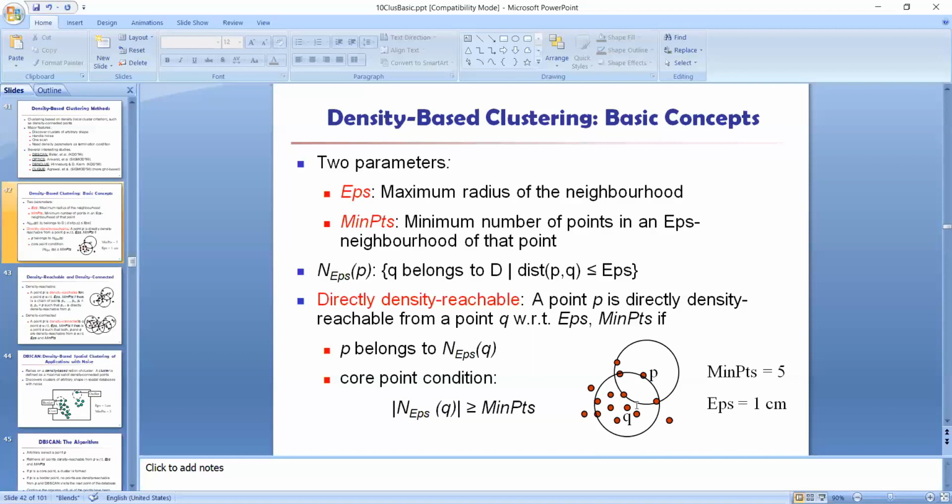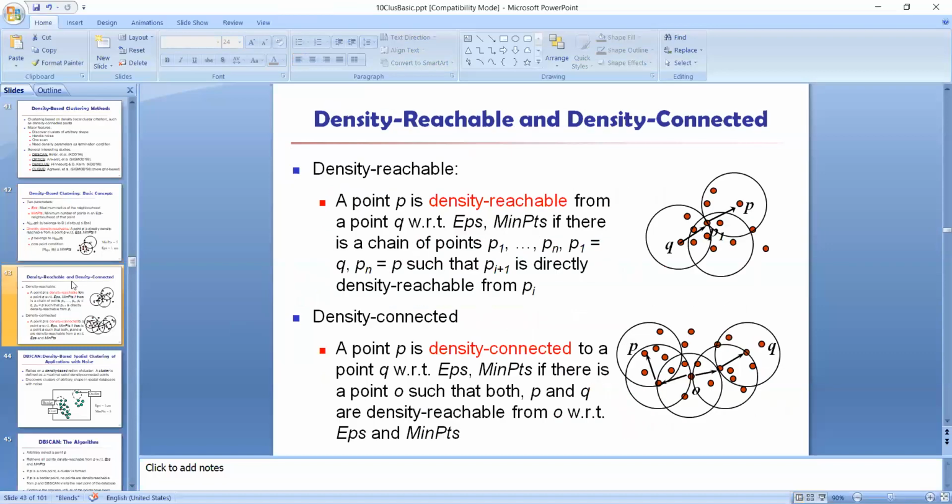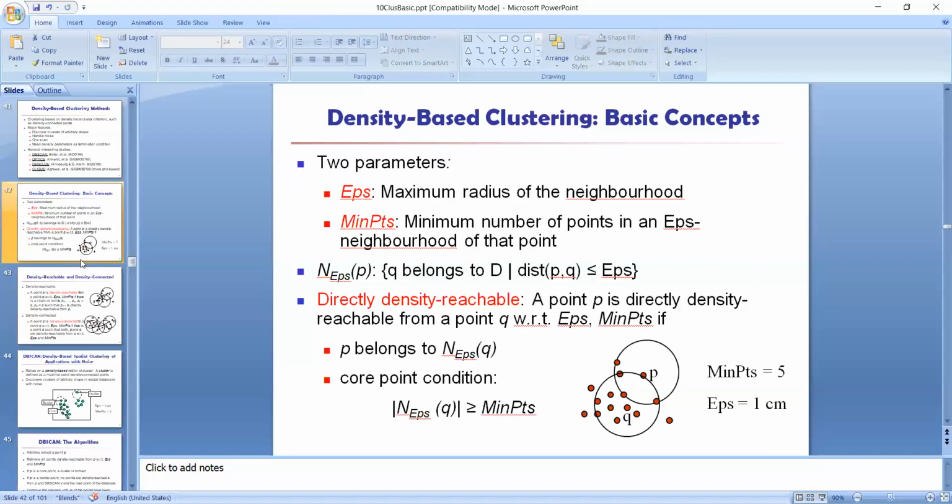So these are some of the parameters associated with density based clustering: epsilon, minimum points, and directly density reachable. We'll see the other parameters also. So we have talked about directly density reachable.